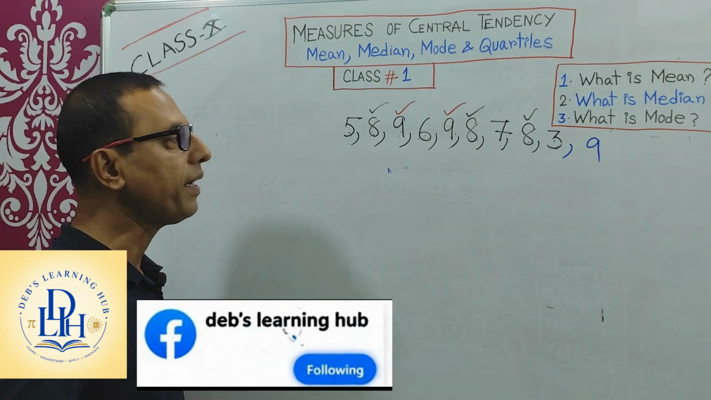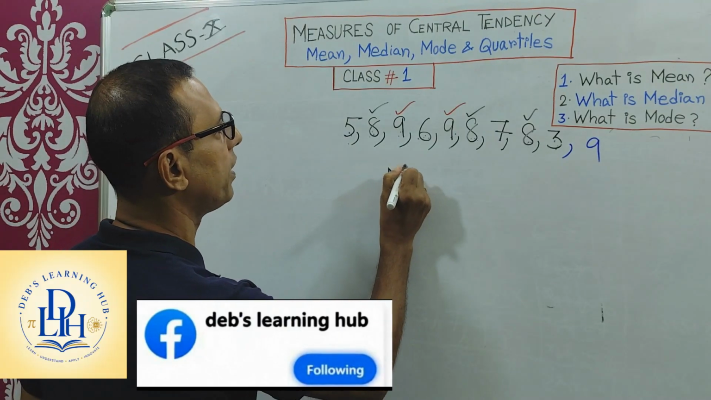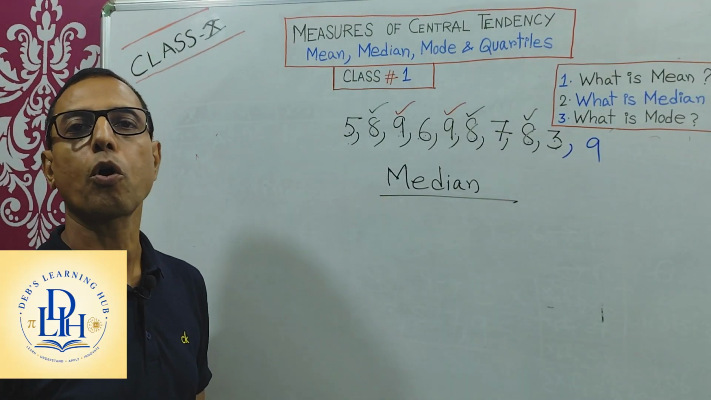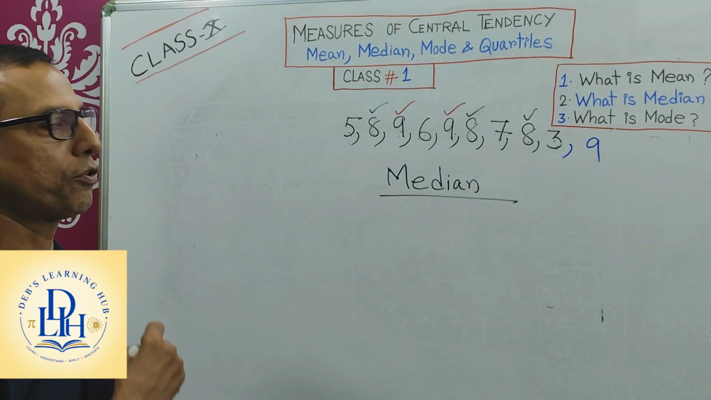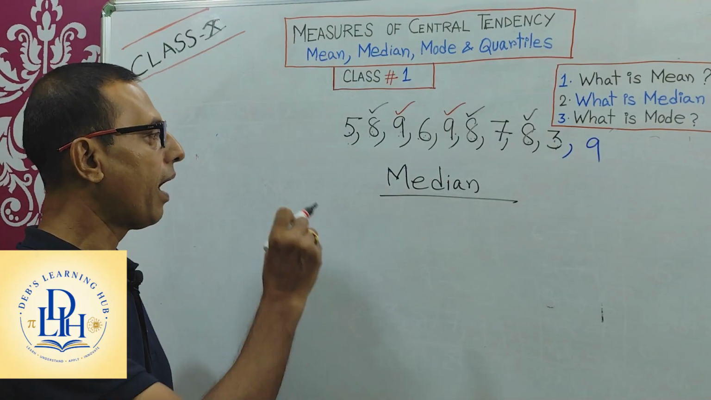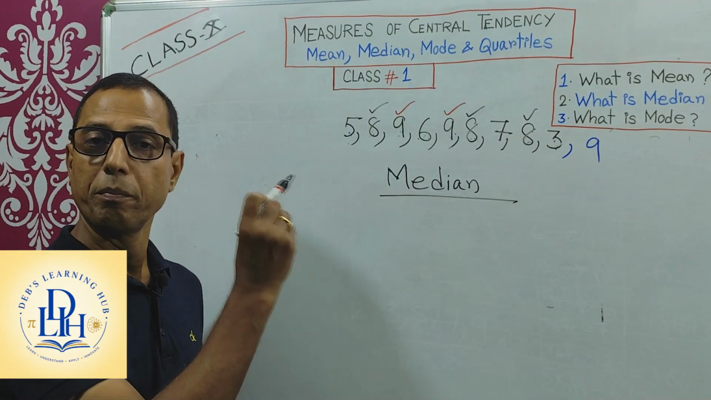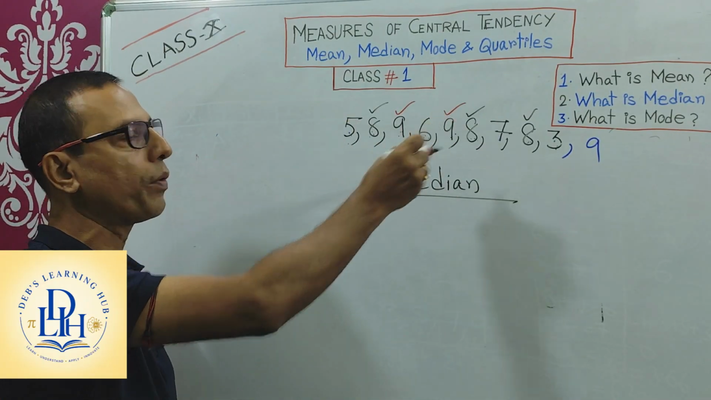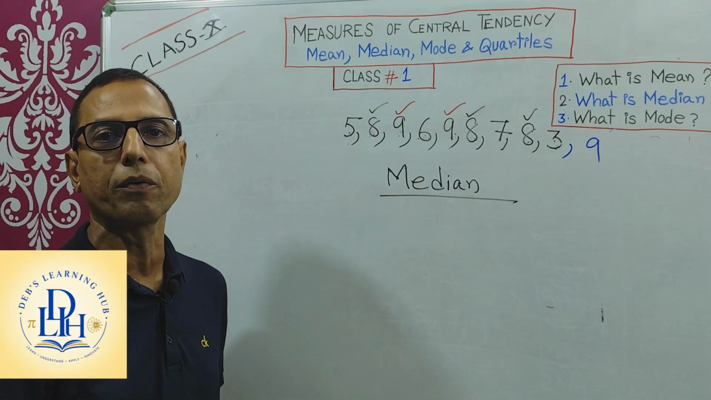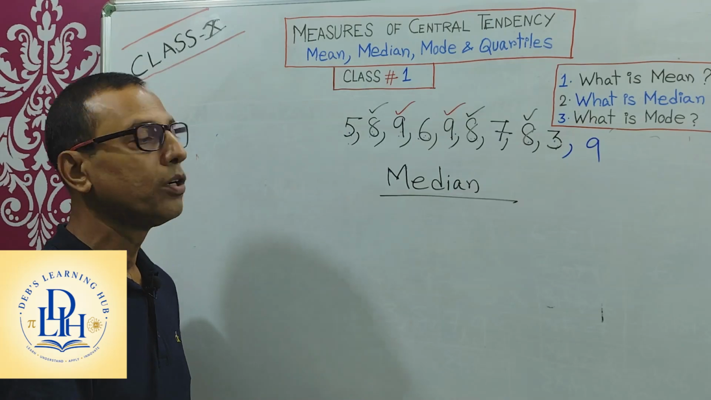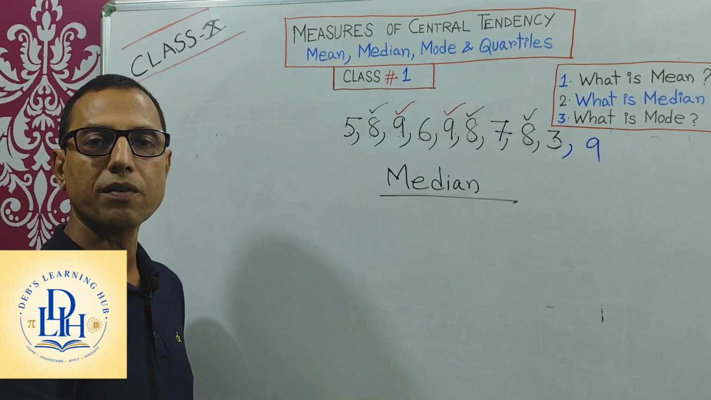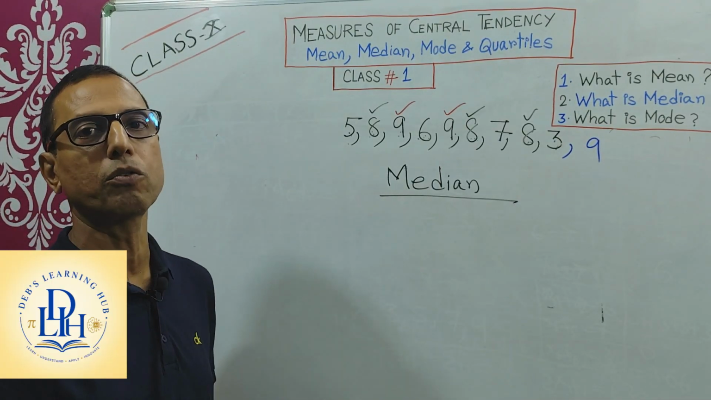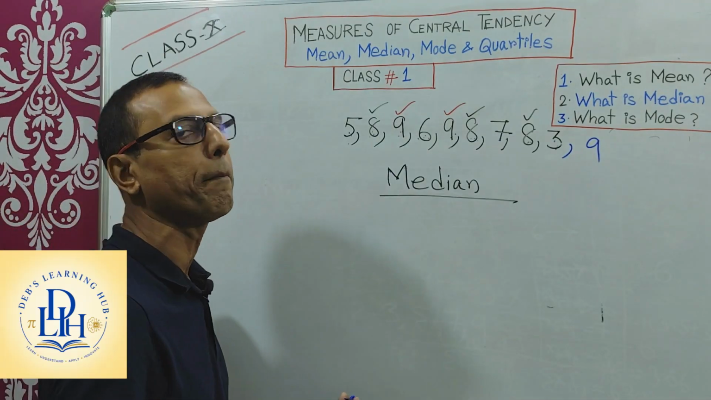So for median, you need to arrange all the numbers in sorted order. It could be ascending, it could be descending. But for mean and mode, as you have already seen, I was writing all the observations serially, the way they were given, and then writing down the frequency. But for median, we need to sort all the observations either in descending or ascending order, and then you will find the middle point. Median is nothing but the middle point.